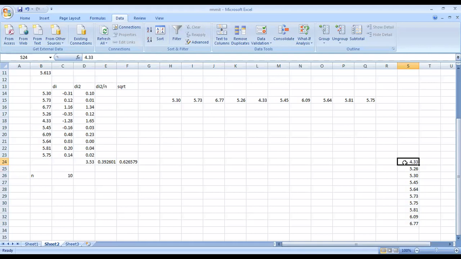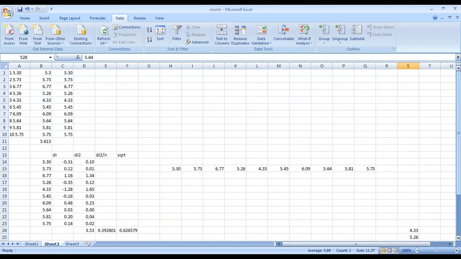Is it 5 point, what is the first reading? So I have arranged. Okay, you can see the number. Lowest number is 4.3. Highest number is 6.77. So how many readings are there? 10 readings. 10 readings is an even number, so we have to take two middle numbers. Two middle numbers 5.64.